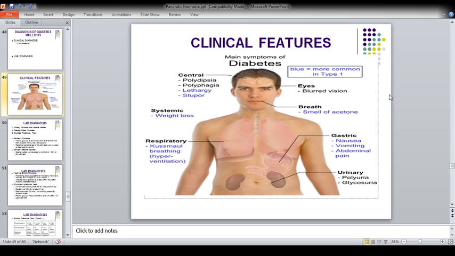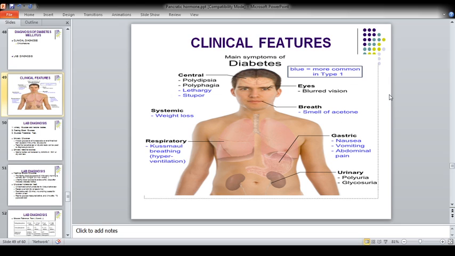Central features include polydipsia, polyphagia, lethargy, and stupor. Polydipsia means increased thirst. The patient would drink water again and again. Then polyphagia, the patient would feel as if he is hungry all the time. He would keep on eating because the glycogen stores have already been used. So that's why during periods of starvation, the patient would start getting hypoglycemic and he would feel the need to eat. He would be starving all the time. The patient would feel lethargic as if there is no energy in the body, and sometimes stupor may occur.